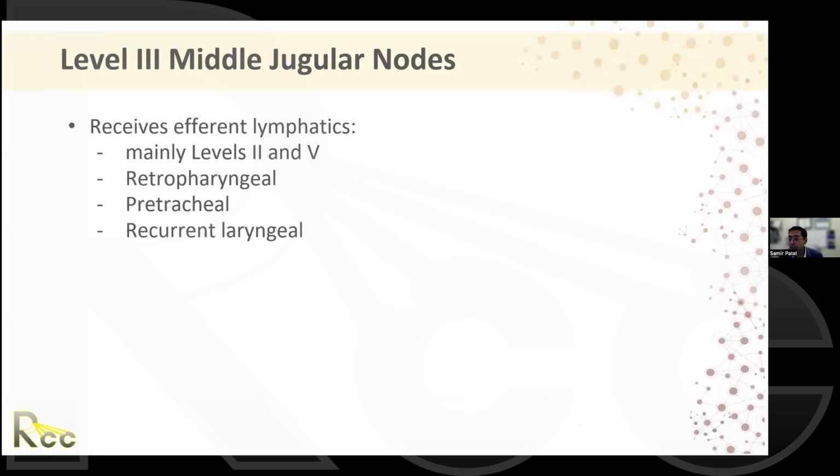So let's start with level 3, otherwise known as the middle jugular lymph nodes.